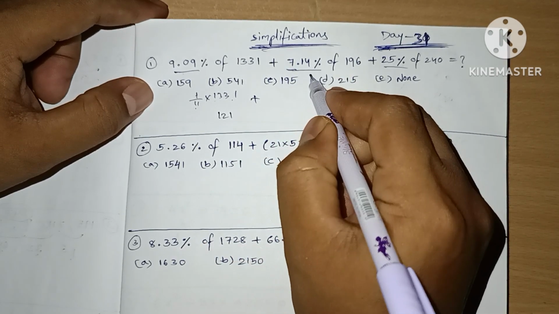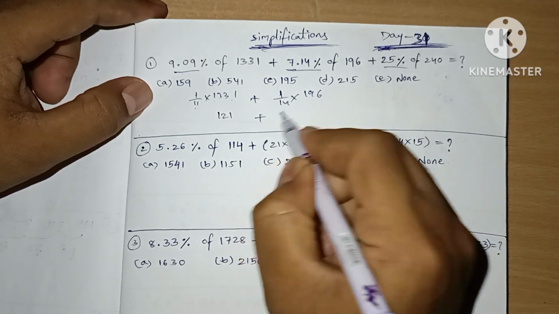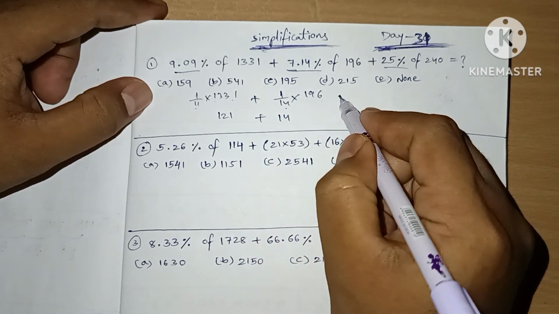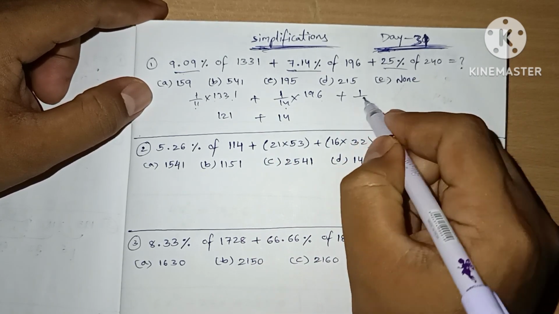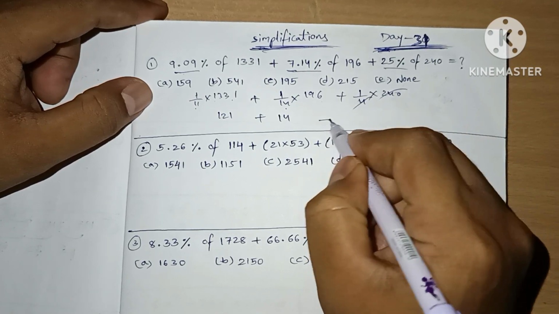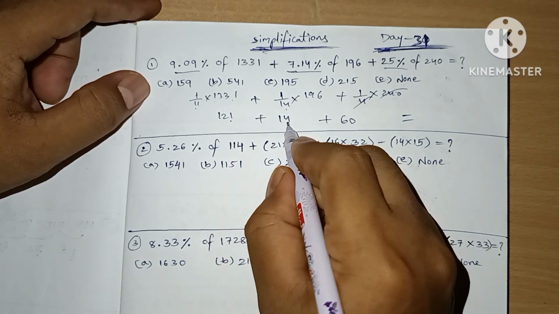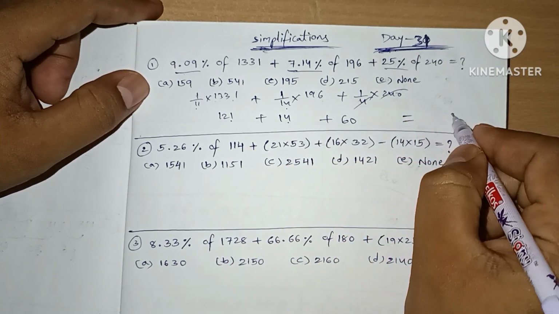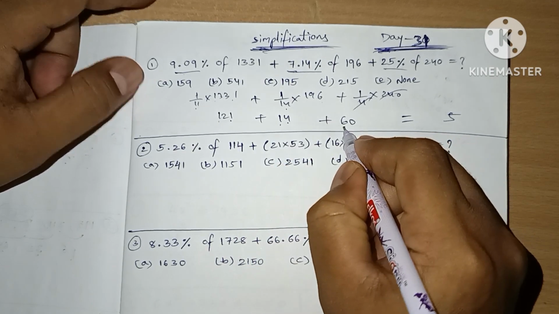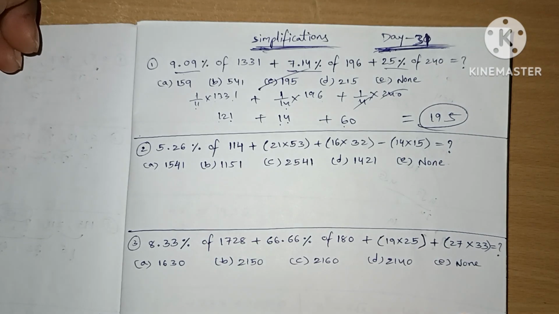7.14 percentage, the fraction value will be 1 by 14 into 196. So this is 14 square divided by 14, so we are left with 14 here, plus 25% is nothing but 1/4 of 240, so it will be 60. So we got totally 1 plus 4 is 5, 5 plus 7 is 12, 12 plus 1 is 13, 13 plus 6 is 19, 195. So the answer will be 195, option C.